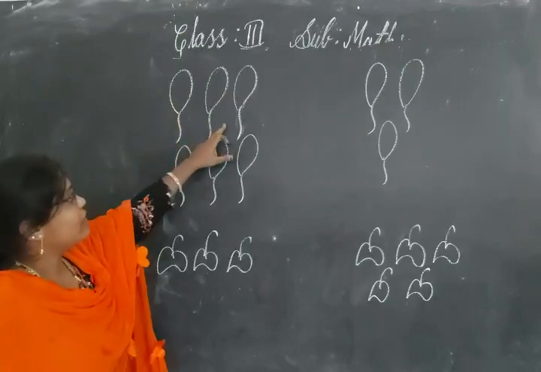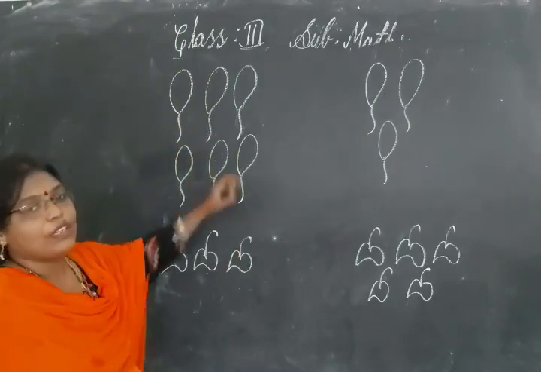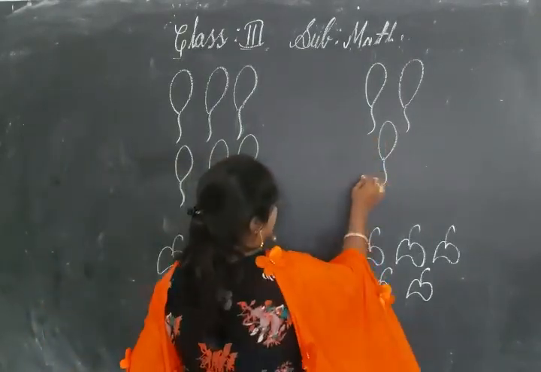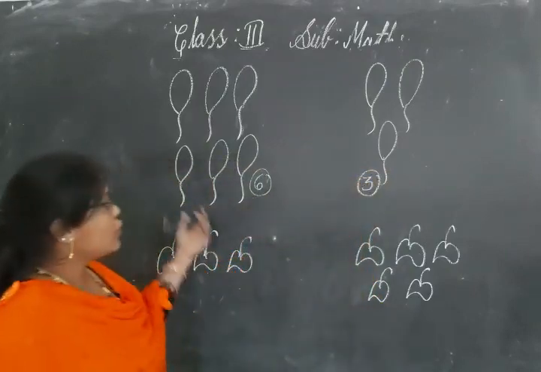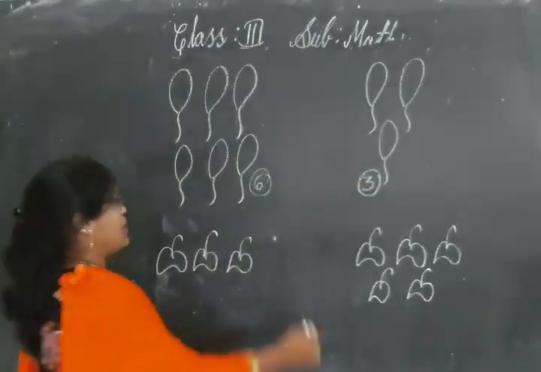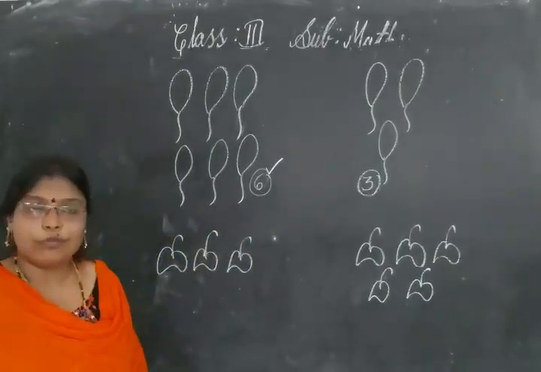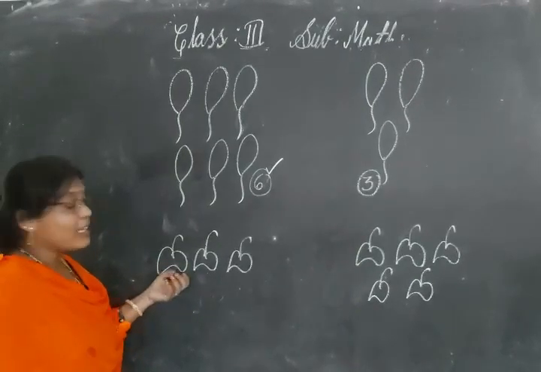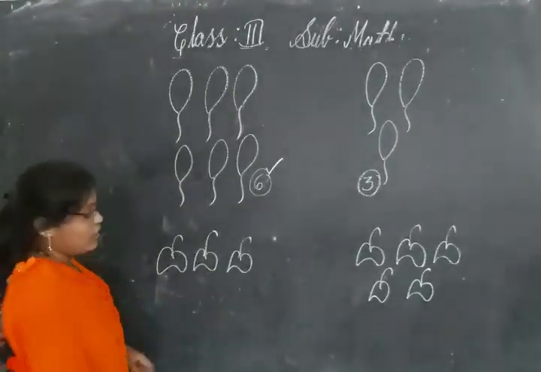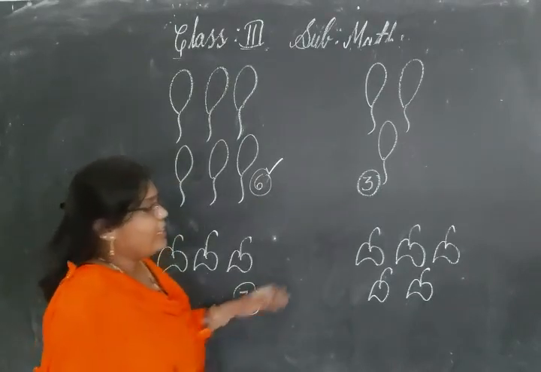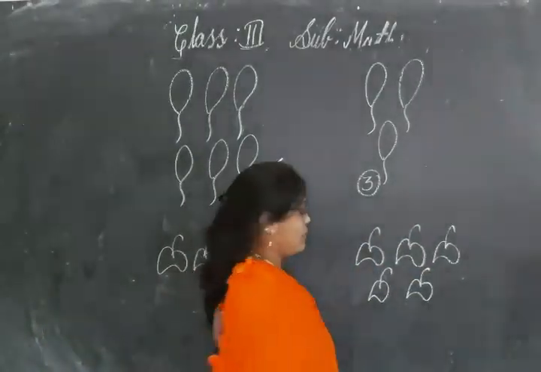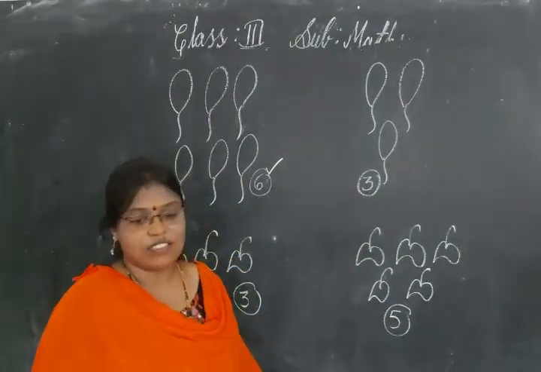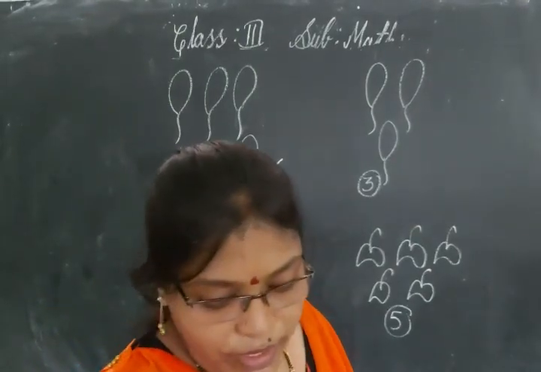See how many balloons we have in this group? 1, 2, 3, 4, 5 and 6. And here we have only 3 balloons. So which group has more balloons, children? Yes, this group has more balloons. And here we have apples. How many apples are here? 3. And how many apples do we have here? 5. So which group has more apples? Yes, this group.